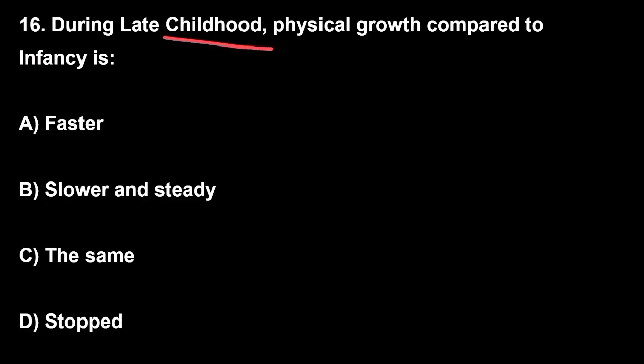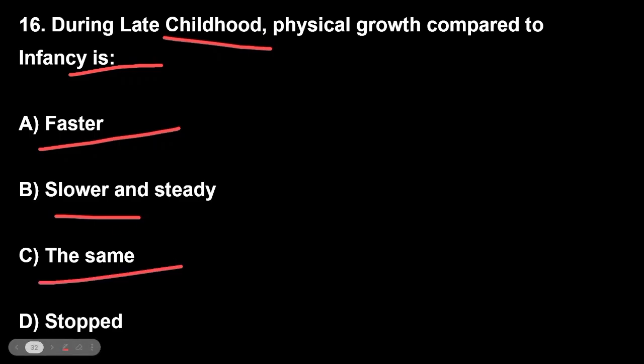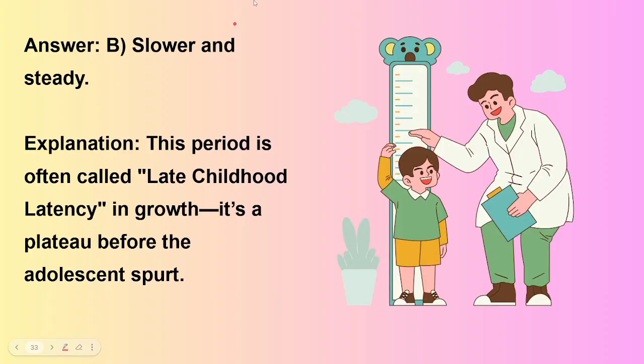During late childhood, physical growth compared to infancy is faster or slower and steady or the same or stopped? The right answer is slower and steady. This period is often called the late childhood latency in growth. It is a plateau before the adolescent spurt. So the right answer here is slower and steady.